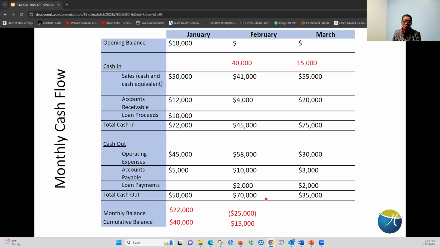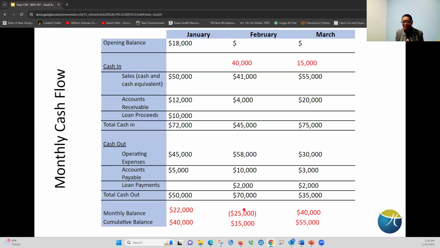Yes, that is true. And the reason you want to do that is because this is a business that's very positive, that's making money, right? But if, for example, in the second month in February, our beginning cash was only $10,000 or only $5,000, we would have a deficit because the monthly balance was negative 25,000.